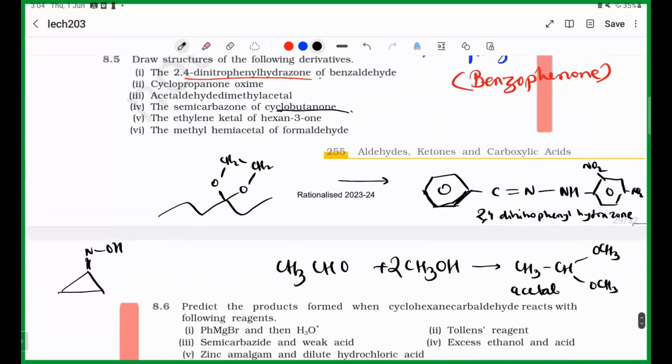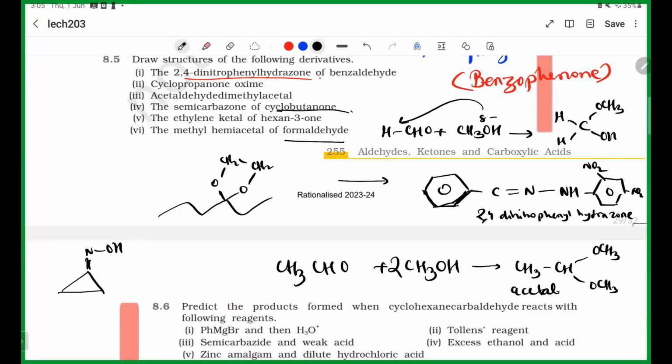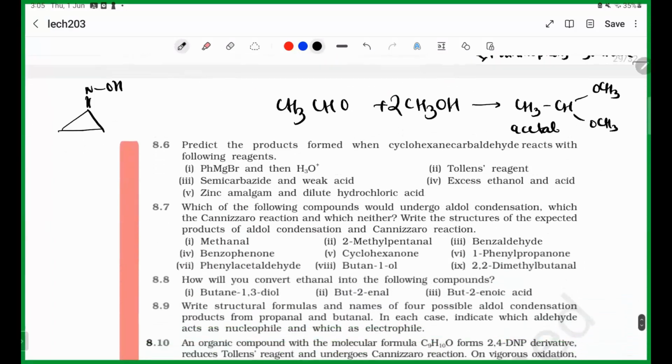Then you have the sixth one: the methyl hemiacetal of formaldehyde. Formaldehyde is a common name for HCHO. If you want the methyl hemiacetal, you just need to use one molecule of CH3OH. The delta minus attacks the delta plus, and you finally get HC(OH)OCH3.